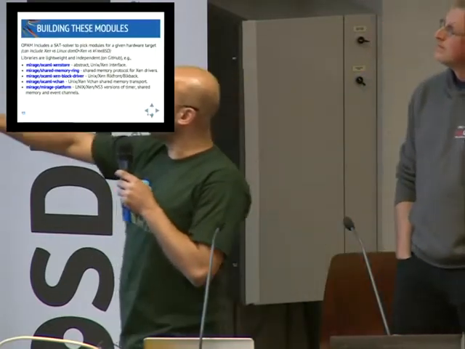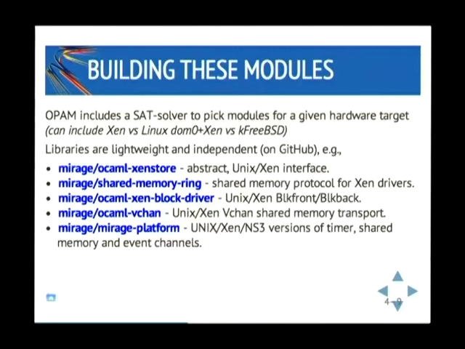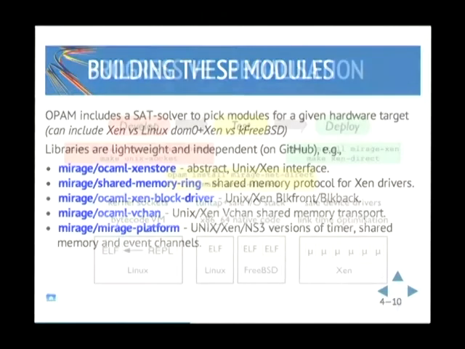So to give you an idea of just how many of these things there are, if you go to the GitHub repository for Mirage, you'll find there's implementations in ML of shared memory channels, of device driver trees, of shared memory rings, all the way up to TCP/IP as well. So it's an interesting way to browse and learn a bit of OCaml, but also to learn how all of the components in a system as complex as Xen work.